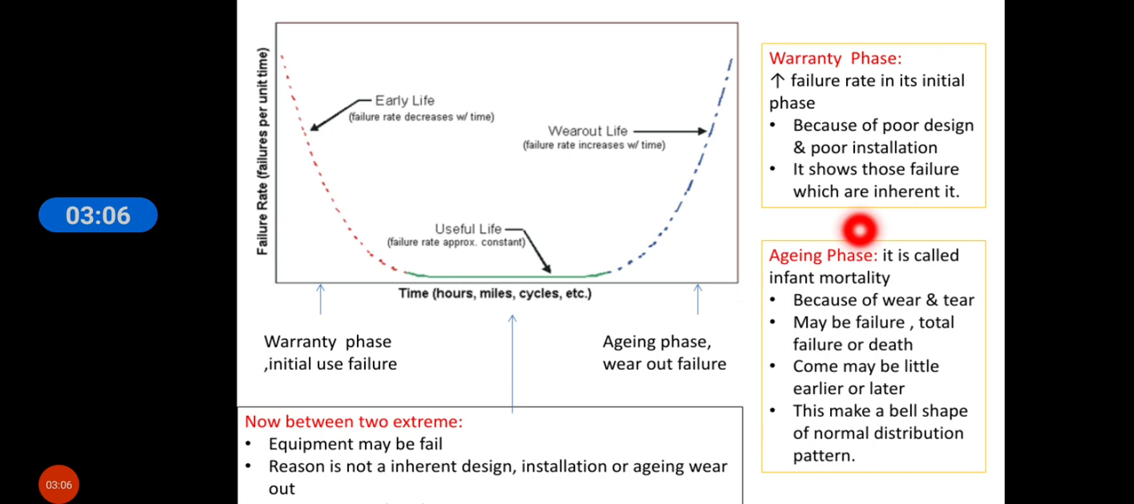Then the aging phase. Aging phase is also called the infant mortality age. Because of wear and tear, maybe failure or total death of the machine occurs, and it may come later or early.